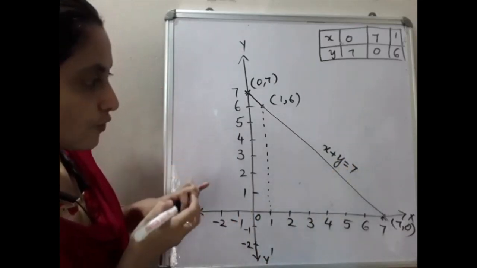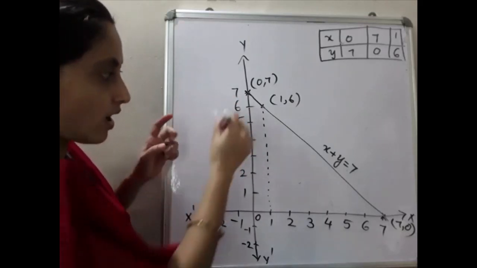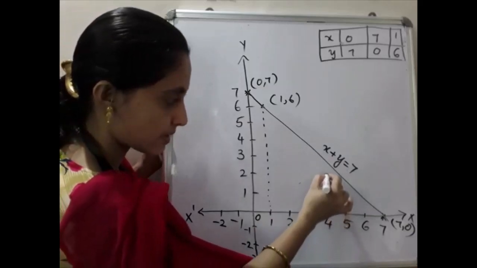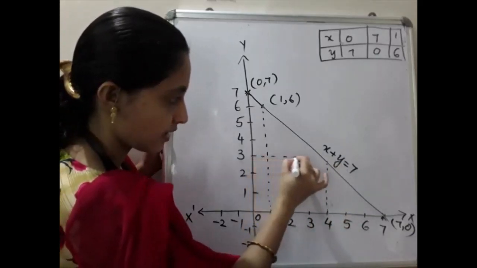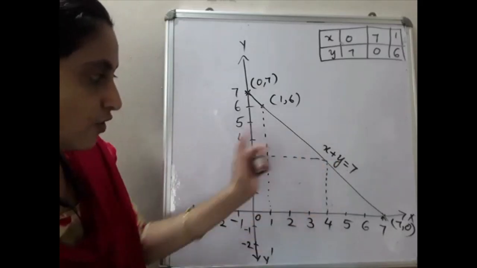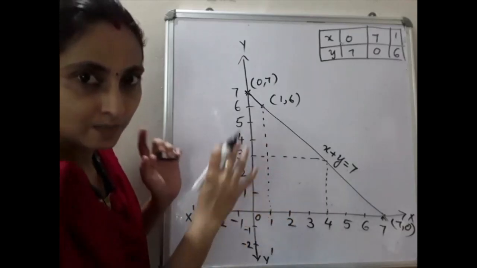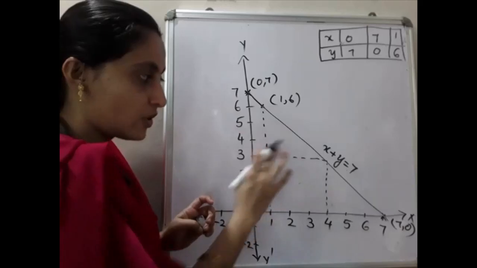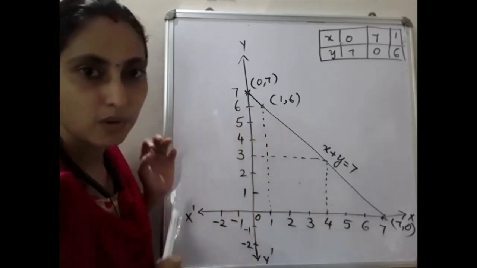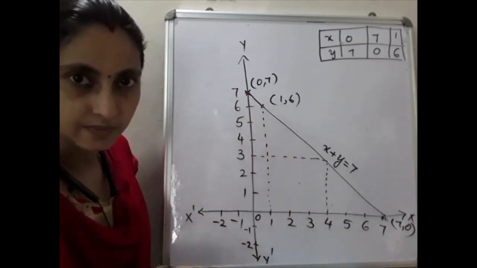Clear? So from this, can you say one more point, that all points of this line satisfy the equation? You can write like this. If you need 4 as a point, draw a line like this and like this, and you get another point here: 4, 3. It may look different because it is not the actual value; I am drawing on the whiteboard. In the graph book you will get the correct value. Likewise you can find so many points, so many solutions for this equation.